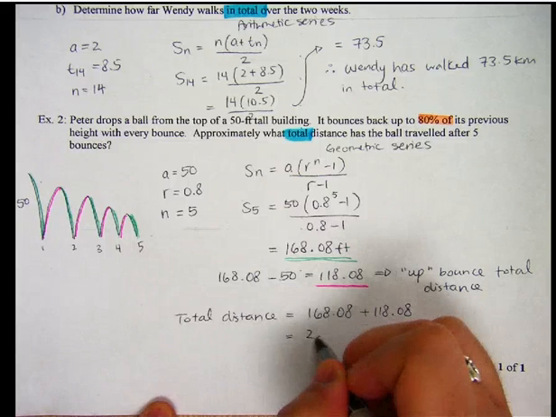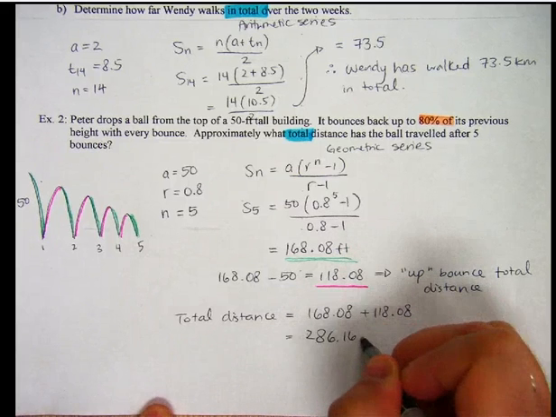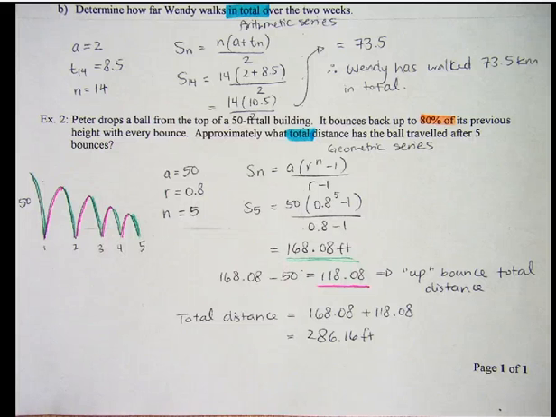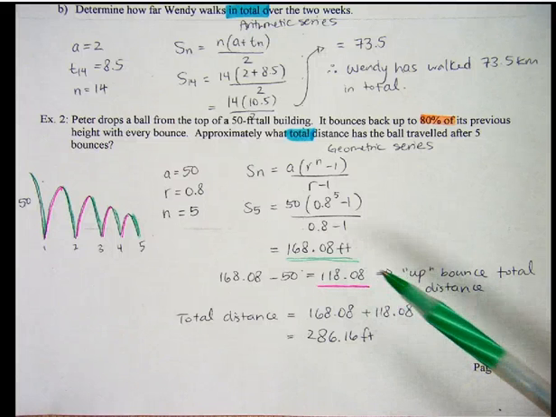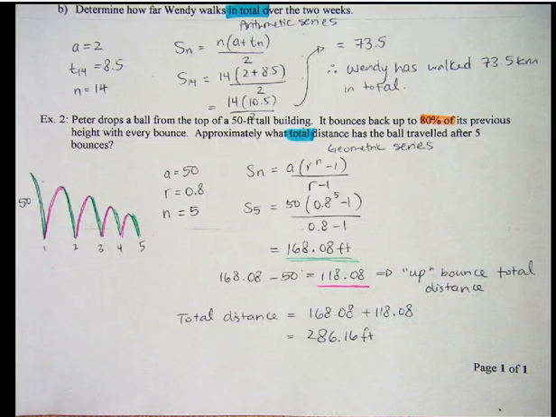which equals 286.16 feet traveled. If you wanted to, you could have just taken this number, multiplied that by 2, and then subtracted 50. You would have gotten the same result.